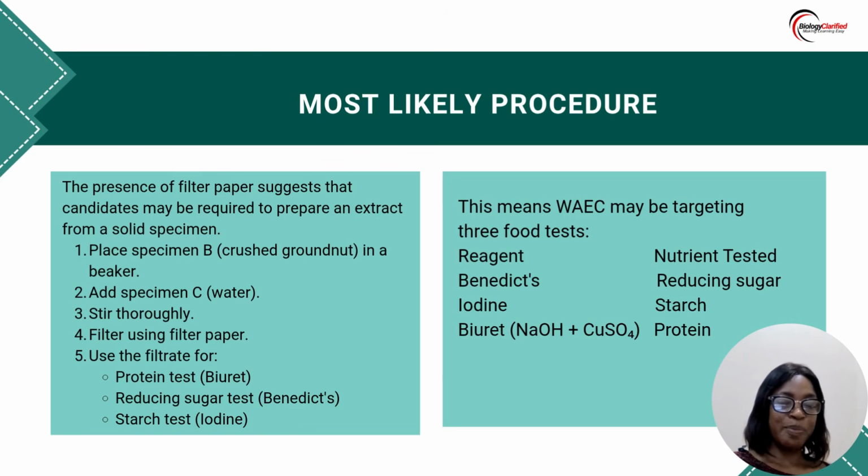I've said that here. So this means that WAEC may be targeting three food tests, because the reagent asked to be provided is Benedict's solution. When Benedict's solution is provided, it is reducing sugar that you are testing. When iodine is asked to be provided, it is the test for starch that you'll be conducting. And when sodium hydroxide and copper II sulfate are requested, it is the biuret test, which is a test for protein.